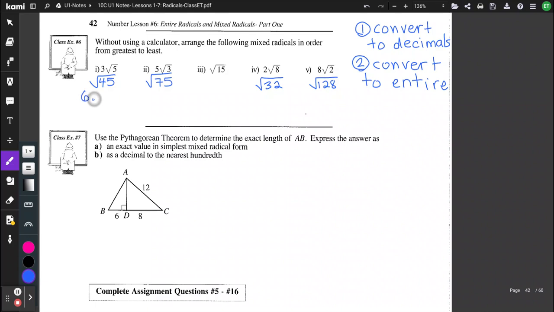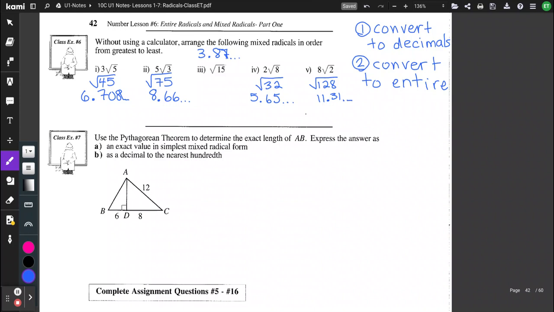So this guy should have given us 6.708, and it keeps going. This one's going to be 8.66, etc. Root 15. Whoa, not that. This one is 3.87, etc. Root 32, 5.65, etc. And root 128, 11.31, etc. Now this one wants us to put them into biggest to smallest.